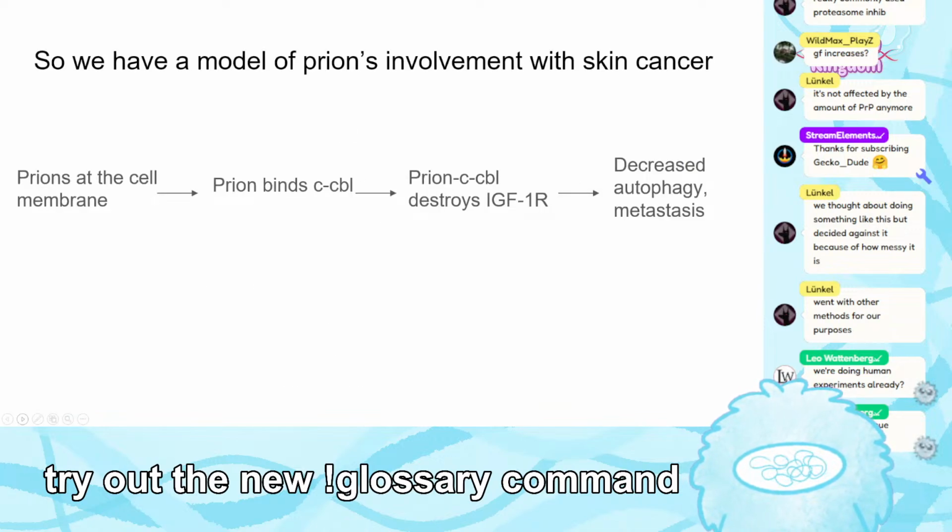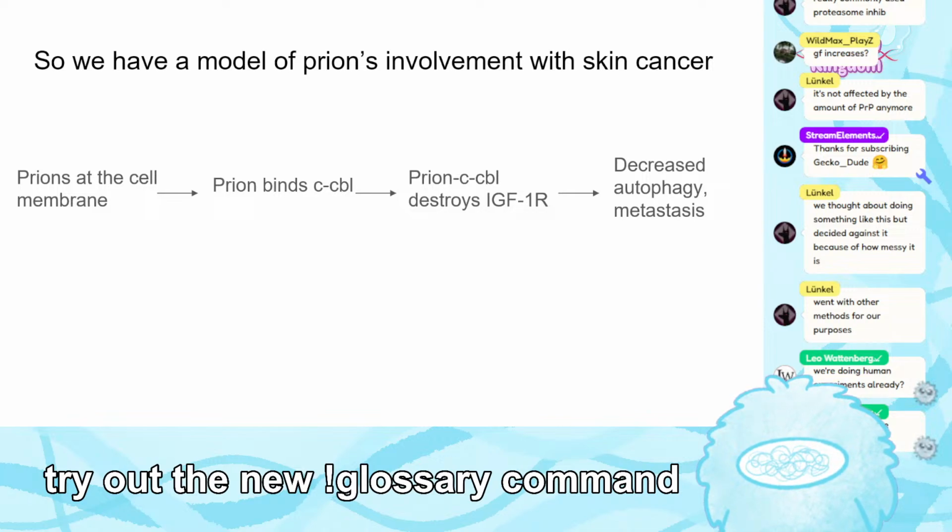So we have a model of prion's involvement with skin cancer. You have prion accumulation at the cell membrane. That prion protein binds this protein destroyer CCBL. This protein destroyer destroys IGFR1, which decreases autophagy. Increases autophagy. Let me make that edit right there.